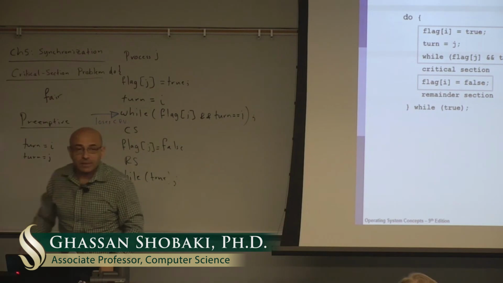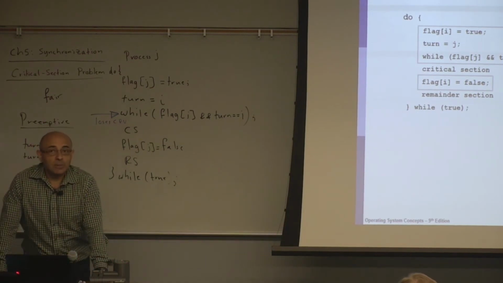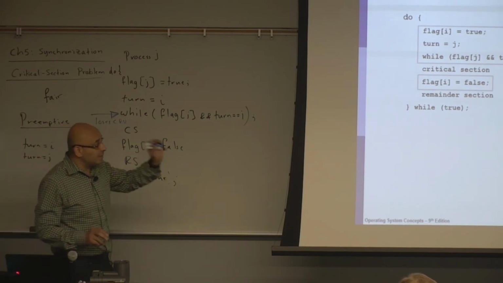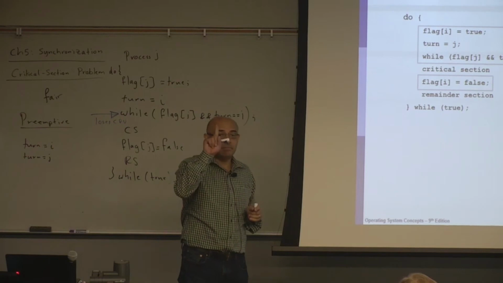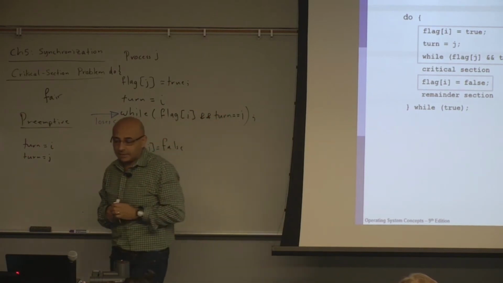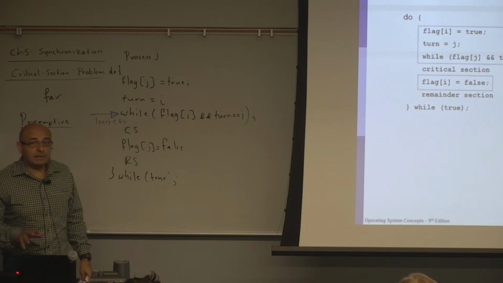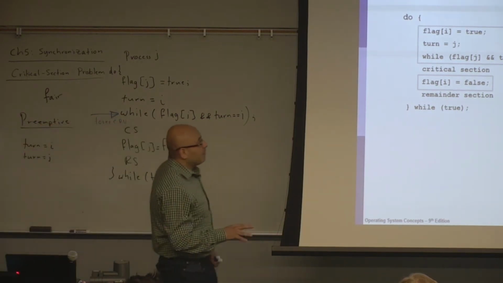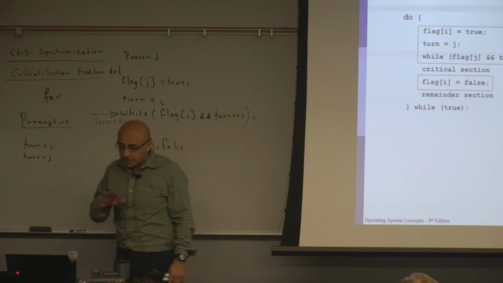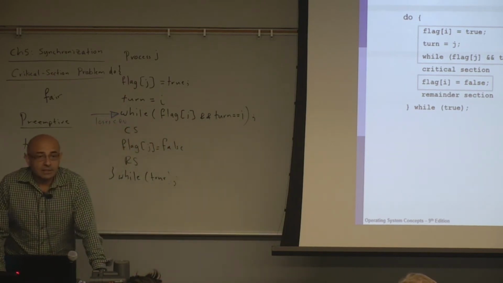Okay? So bounded waiting means there is a limit on the number of times that other processes will access the critical section. And this limit in this particular case is 1. The other process can access the critical section only once. So this is bounded waiting. Now, if we don't have bounded waiting, we will have starvation. Now, we'll see this in the next example.